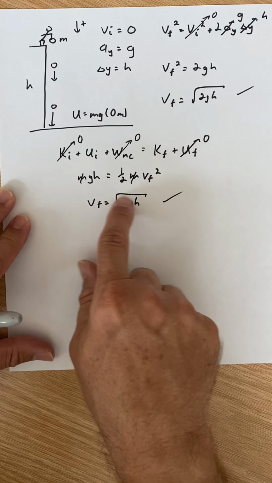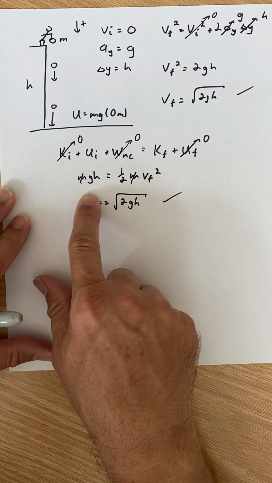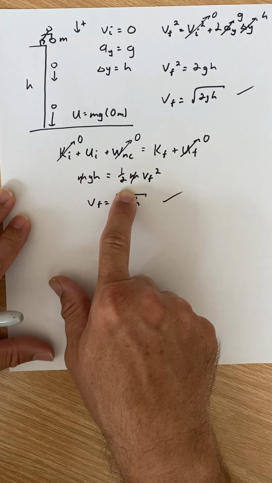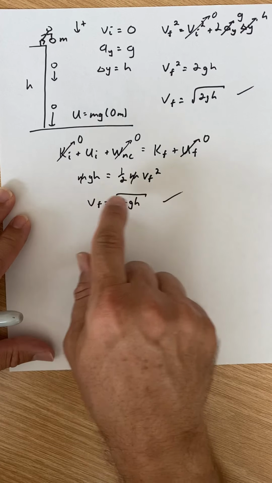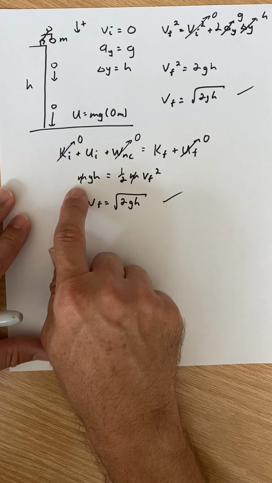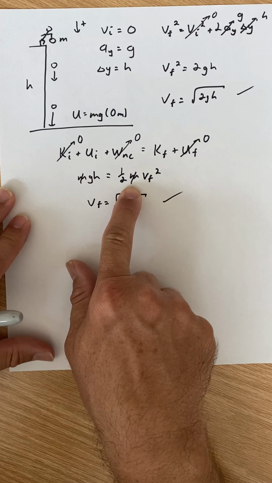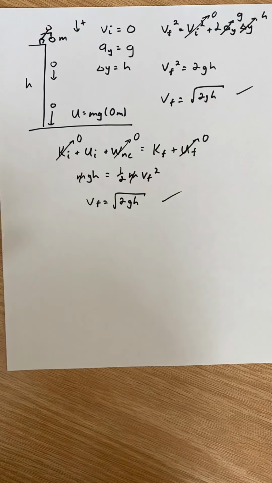Notice how the m's go away here. You're going to see that a lot. Of course, when we start dealing with springs, they don't have a mass in their formula, so we won't see this. But if you're dealing with gravitational potential energy, because that involves the mass, and the kinetic energy involves the mass, we're going to see these go away quite a bit. It's actually quite lovely.